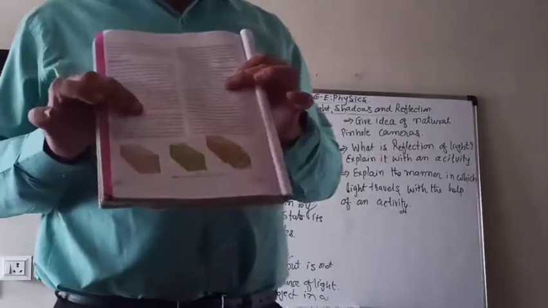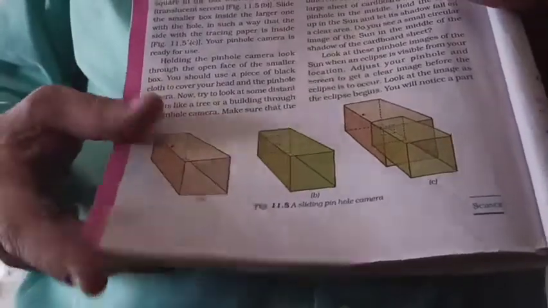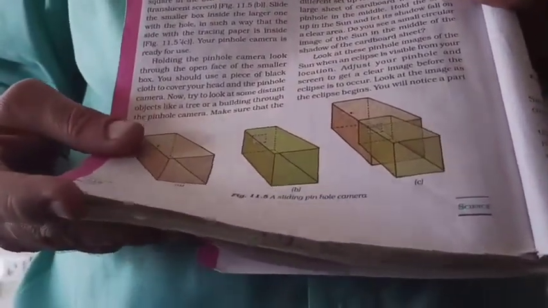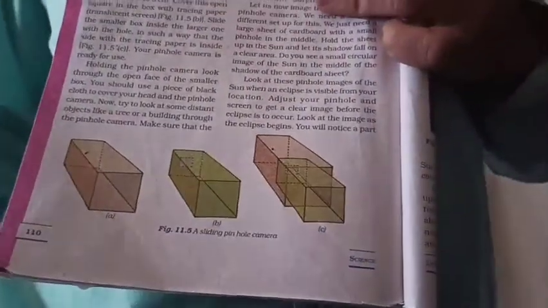It's shown here. We have to make the boxes open. In one of them make the hole. In the other one you make a square, an open square like this, and then you have to slide one into the other, but that square one you have to cover with the translucent paper, that is called tracing paper.